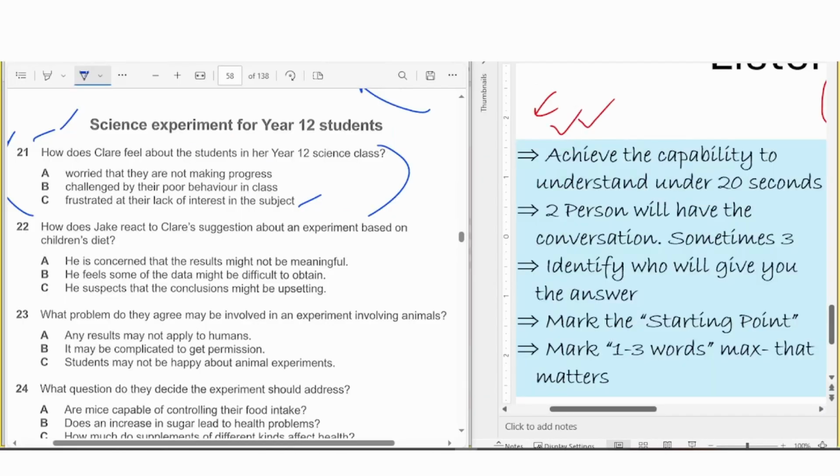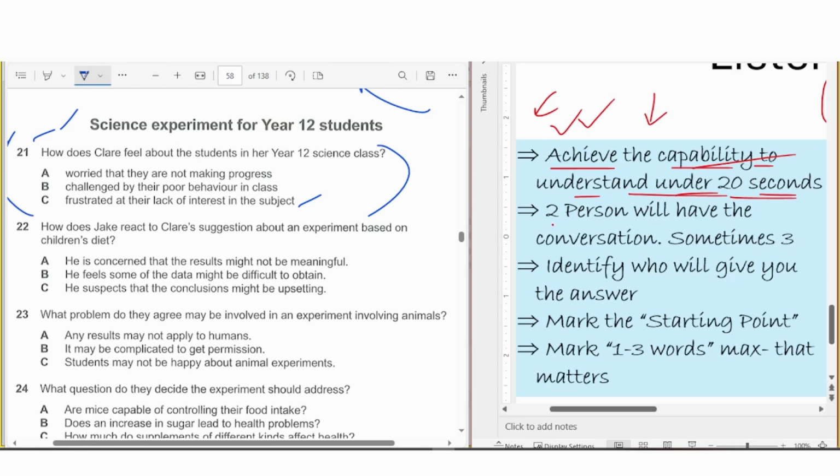All right, so the first point you can look at: achieve the capability to understand under 20 seconds. So that's your first thing. You try at home, how much time do you really need to understand a question? Maybe it can be 60, 70, 80 seconds. You need to have the capability to read and understand the question in under 20 seconds. So that you need to do.